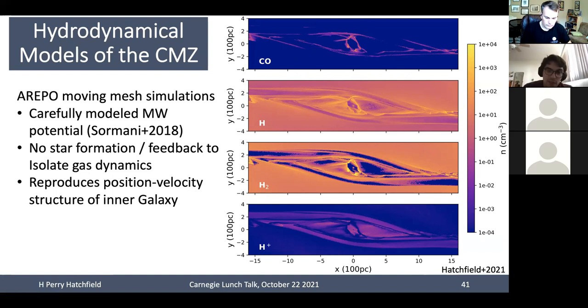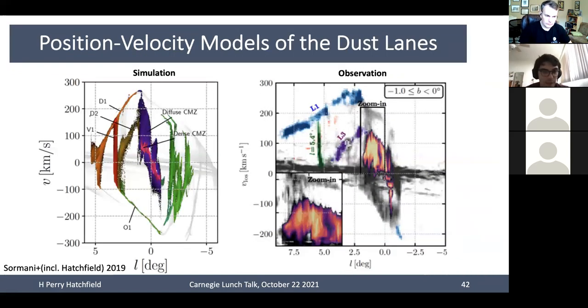And these simulations are very successful at reproducing the position-velocity diagram of the galactic center. So we believe that, at least from a structural standpoint, these are doing a pretty good job of recreating a realistic galactic center, at least in terms of the gas flows. Here's a comparison between the simulated and real galactic center in position-velocity space. On the left is the simulation, and on the right is the observational position-velocity diagram. You can see that a lot of the features are quite similar.